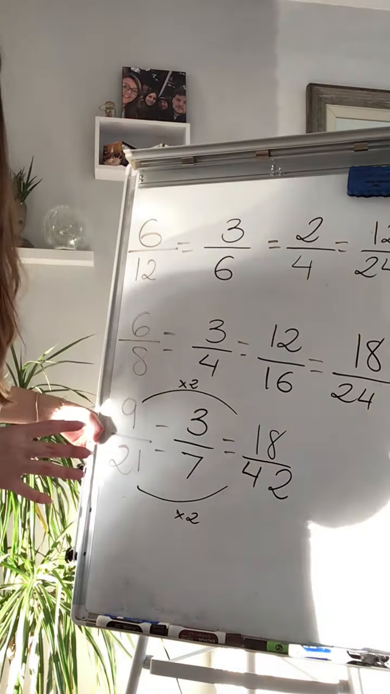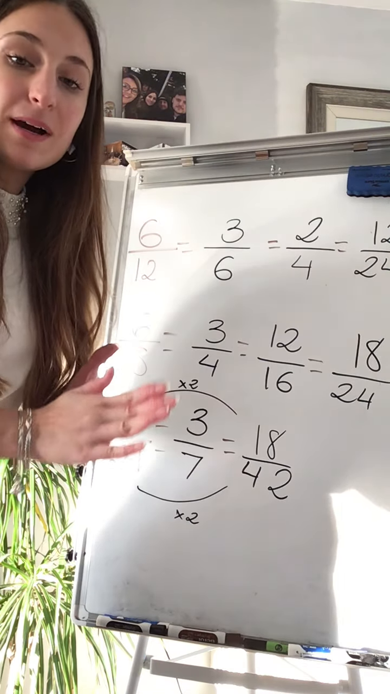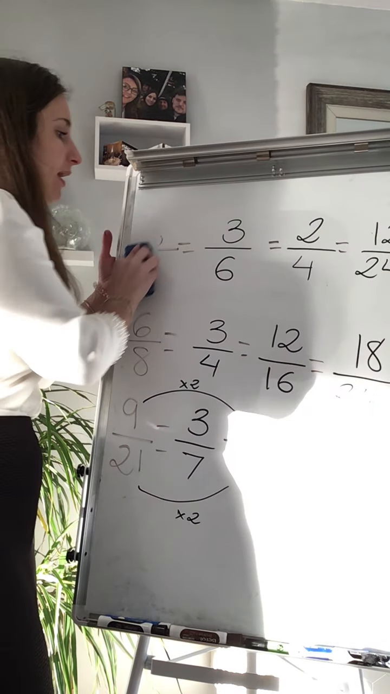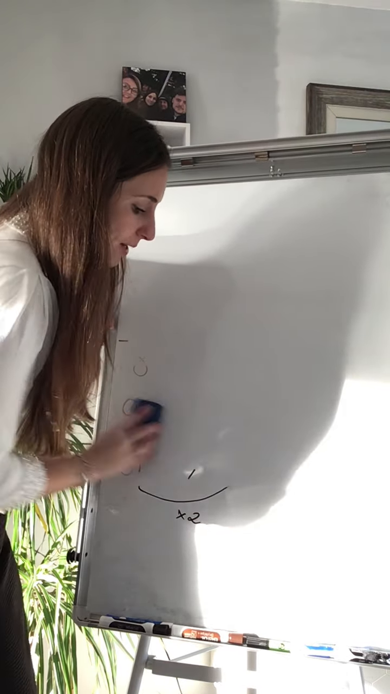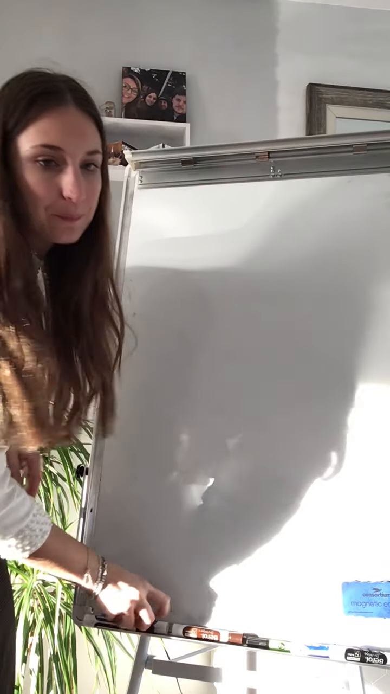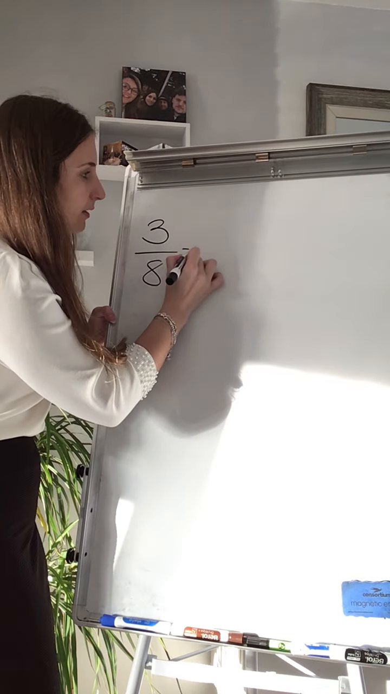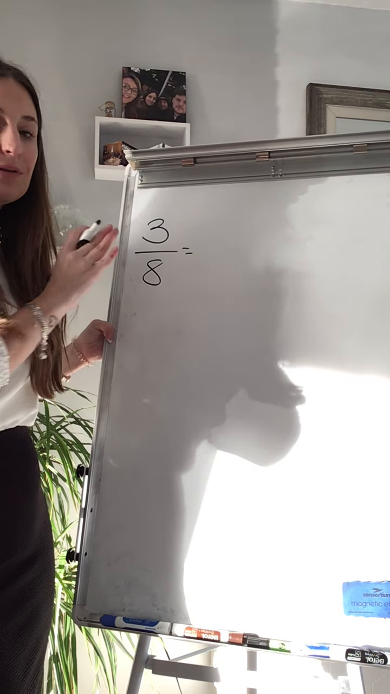That is how you can work out equivalent fractions by timing or by dividing the numerator and the denominator by the same number. So let's do a quick, big practice before we move on. I'm going to go for 3/8. And now I'm going to find what is equivalent to 3/8.